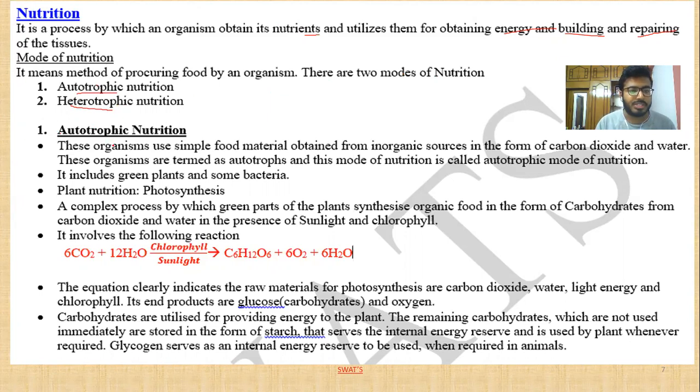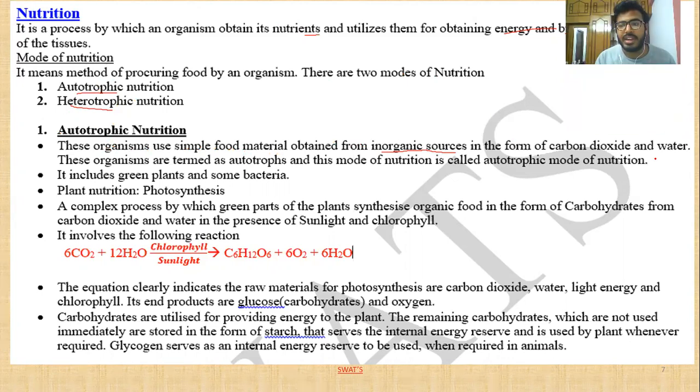First, autotrophic nutrition. Autotrophic means those who make their own food. These organisms use simple food materials obtained from inorganic sources. Inorganic sources means carbon that is in carbon dioxide, nitrogen that is in nitrogen dioxide or in nitrates. It is not alone, not in organic form, it is in inorganic form, that is combined form, in the form of carbon dioxide and water. These organisms are termed as autotrophs and this mode of nutrition is called autotrophic mode of nutrition.